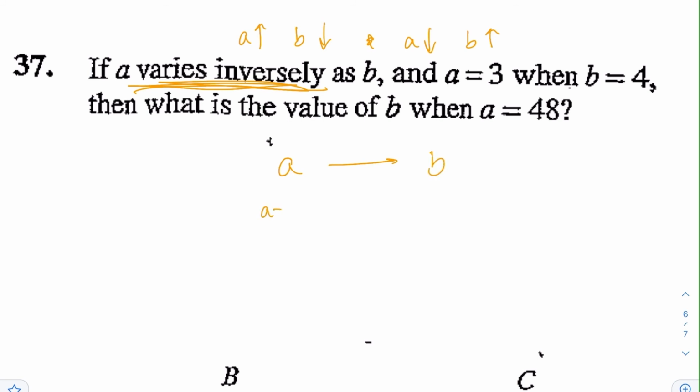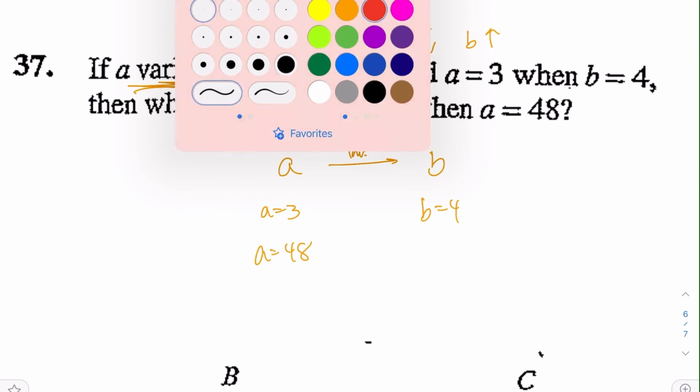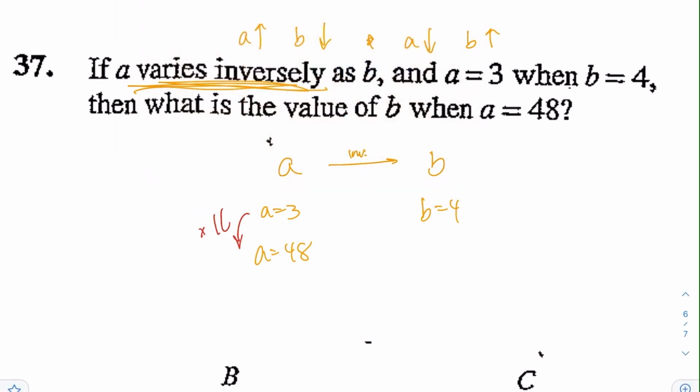So when A is equal to 3, inverse just means opposite, when B is equal to 4. So if A is equal to 48, you know that 3 times 16 is equal to 48. That means that for B, you don't multiply by 16, because that would be a direct relationship. You would have to do the opposite, or divide by 16. So B would be 4 over 16, or 1/4. As A increases, B decreases, because 4 divided by 16 becomes just 1/4.